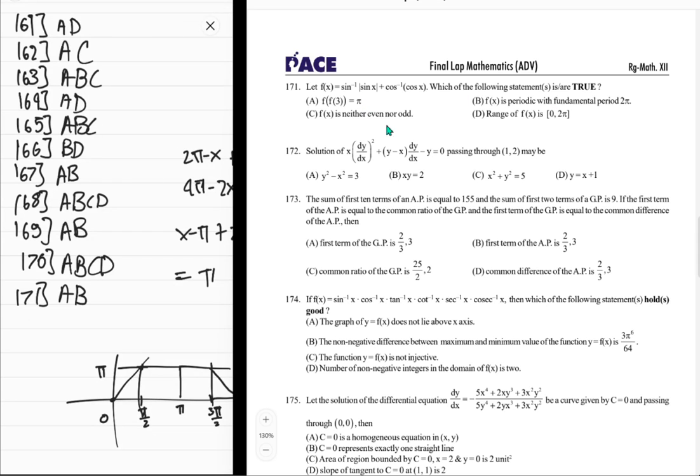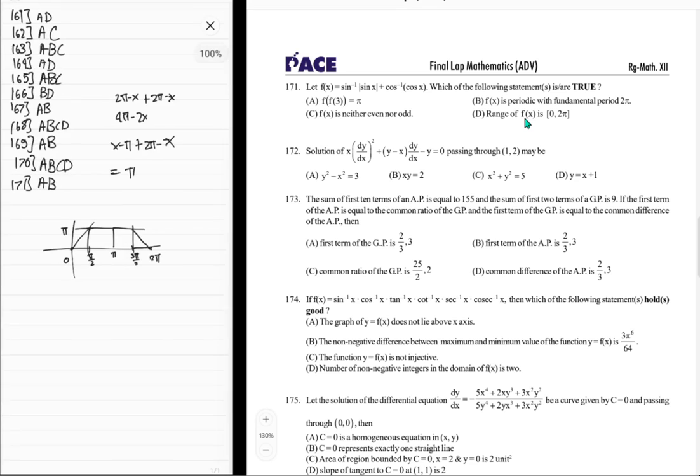And what else? f of x is neither even nor odd, no, it is in fact even, f of x is even, so C is wrong. Range of f of x is 0 to 2 pi. No, you can clearly see that f goes only from 0 to pi, it is complete in that, so D is wrong, so that's it, A and B.